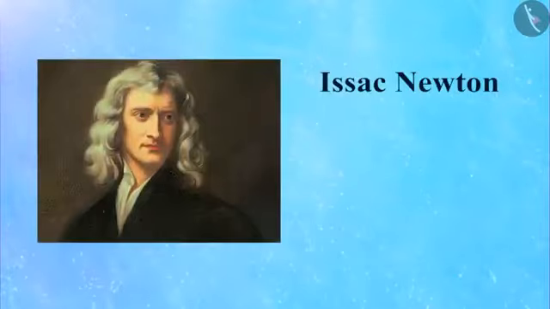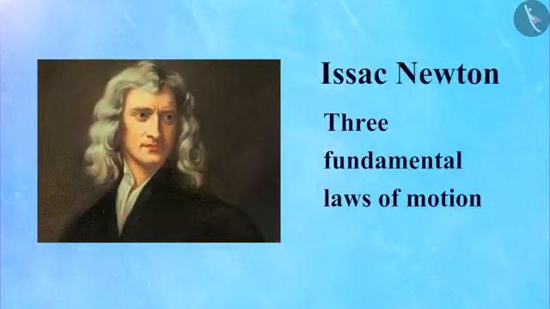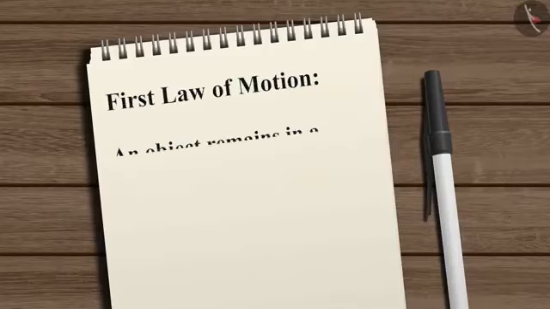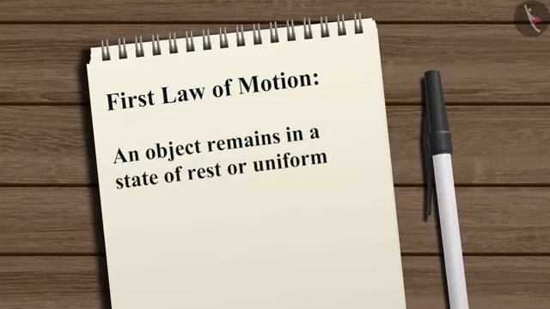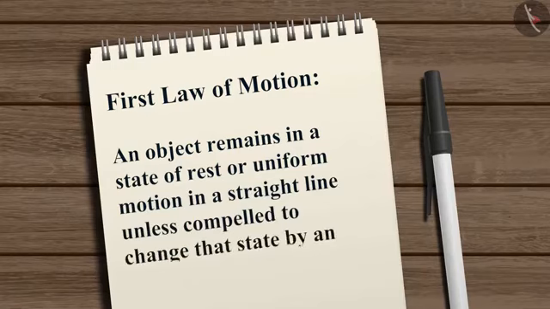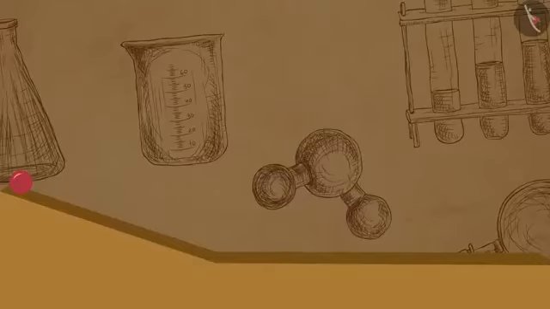Isaac Newton further studied Galileo's ideas and presented three fundamental laws of motion. These three laws are known as Newton's laws of motion. The first law of motion states that an object remains in a state of rest or uniform motion in a straight line unless compelled to change that state by an applied unbalanced force. This means an object will maintain its original state of rest or state of motion and will resist any kind of change.